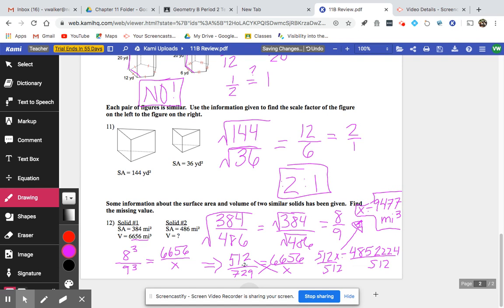So that's number 12. That one's a little bit more in depth. So if you're struggling with that one, let me know. And I'm more than happy to help you.